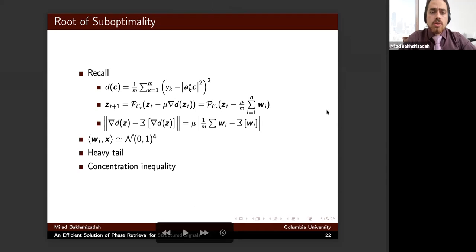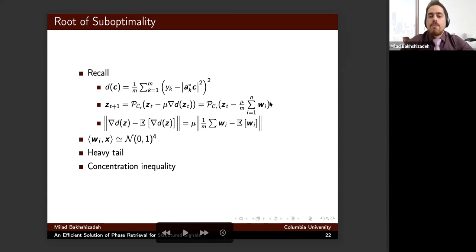Let me quickly come back to the suboptimality issue that I talked about for GD-COPER and the root of this suboptimality. Recall that we defined this cost function and wanted to minimize it in order to find the estimation of our signal, and we adopt projected gradient descent to do so. Because of the additive form of the cost function, your gradient is going to be in an additive form.